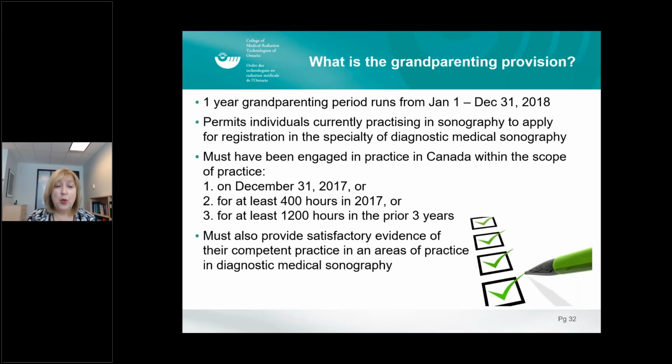So the way our grandparenting provision is working for sonographers is if you were engaged within the scope of practice of diagnostic medical sonography on December 31, 2017, or for at least 400 hours in 2017, or for at least 1,200 hours in the prior 3 years, you're in. And so you don't have to demonstrate that you completed an approved program or an approved examination, because you can rely on your work experience to get into the college. And you're also required to provide satisfactory evidence of your competent areas of practice.